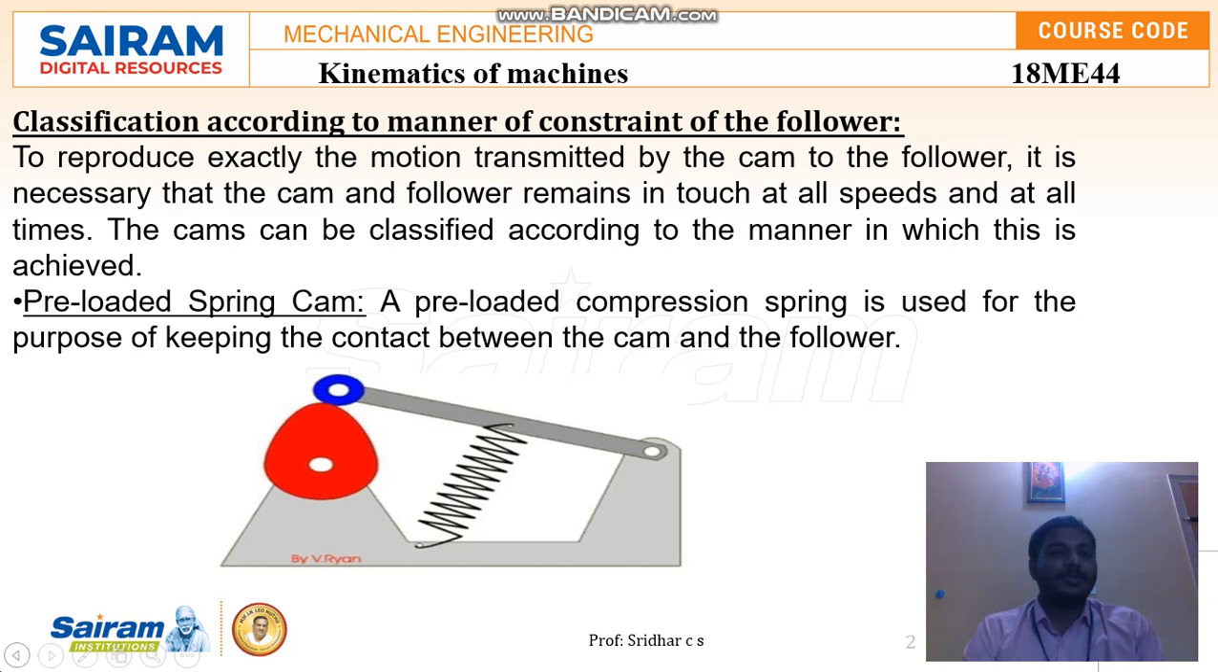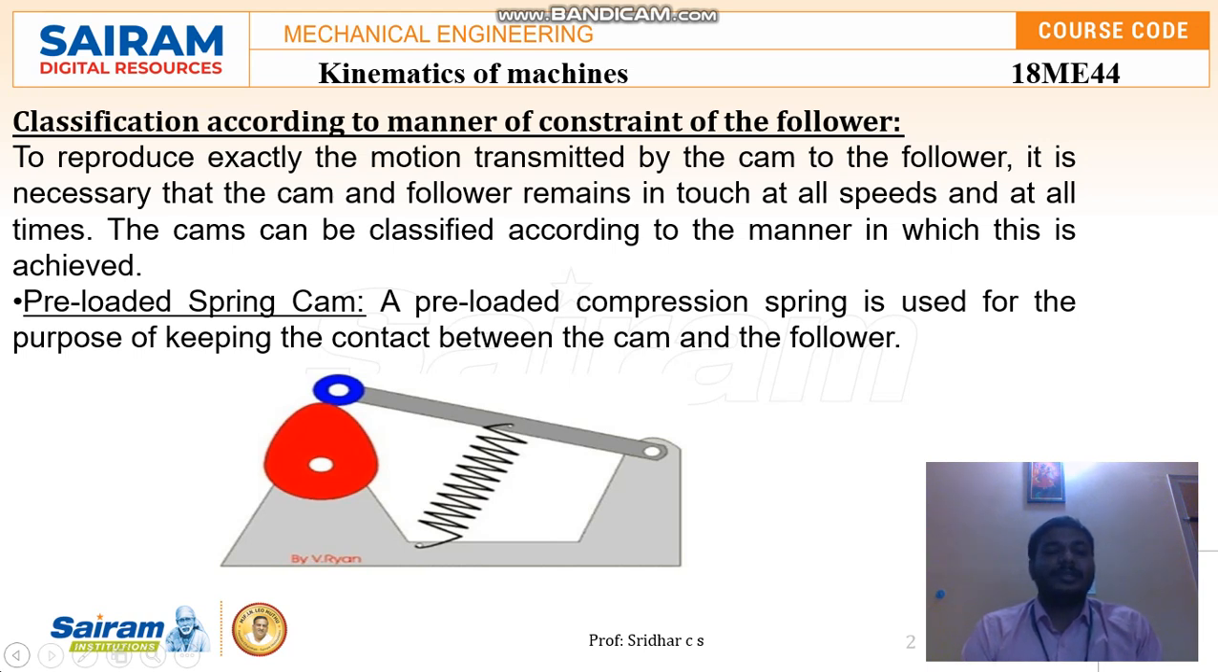Hence continuous contact should be there between the cam and the follower. Due to varying speeds, increasing or decreasing speed, there is a chance that the contact between these two elements may vary. In order to avoid that, the cam and the follower should be in continuous contact. Hence this type of cam is used to have continuous contact between the cam and the follower. Further, cams are classified based on this. If you use them, there will be continuous contact at all speeds and all the time. Only then can the motion transmitted by the cam be followed by the follower.